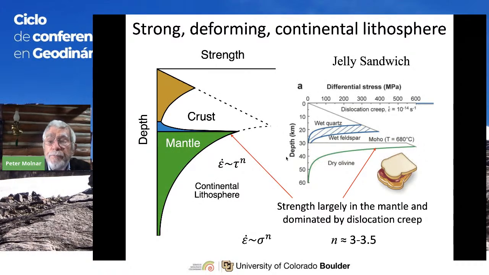Now let's consider the jelly sandwich. The jelly sandwich is more for a continental region, a strong-forming continental lithosphere, where you have brittle strength because of slip on faults at shallow depth. Then the crust is weaker because the minerals of the crust can flow, but the mantle can be strong. Olivine is stronger than the crustal materials. And so the strength would largely be in the mantle in this case, or in this cartoon version.